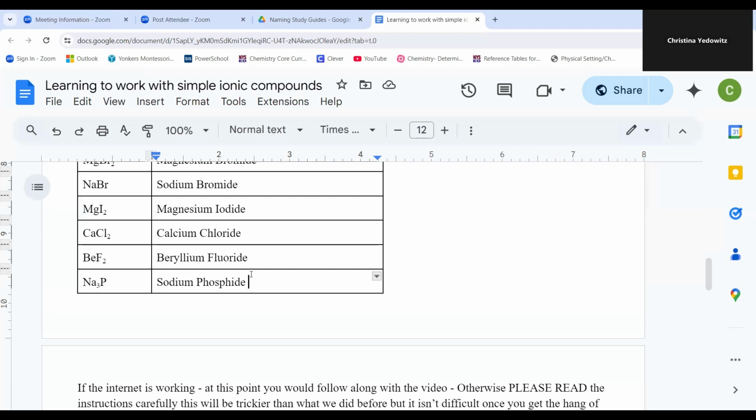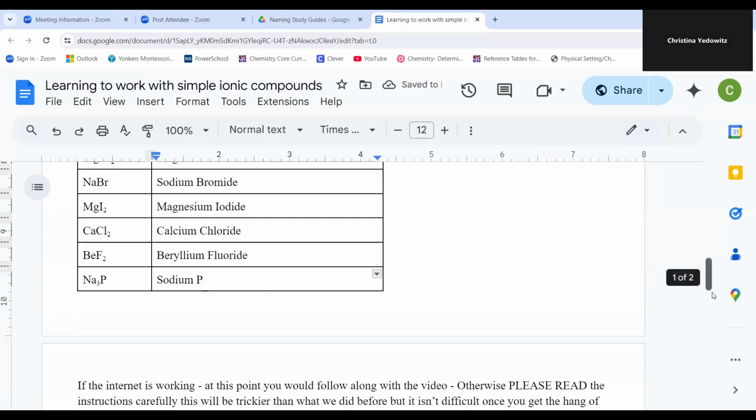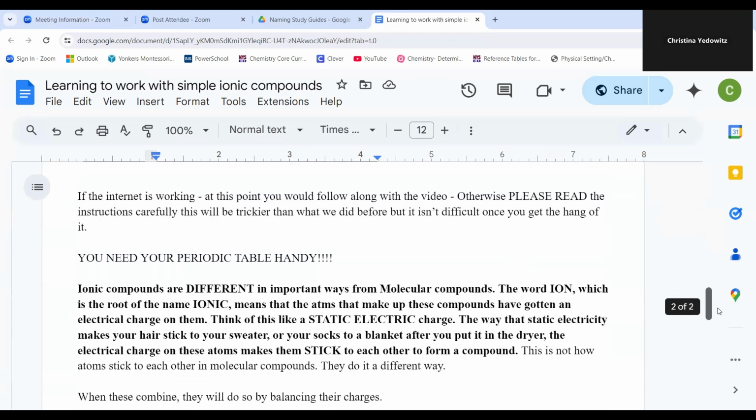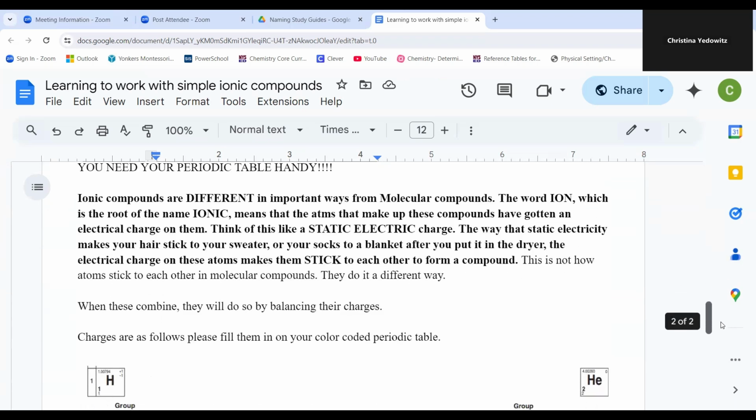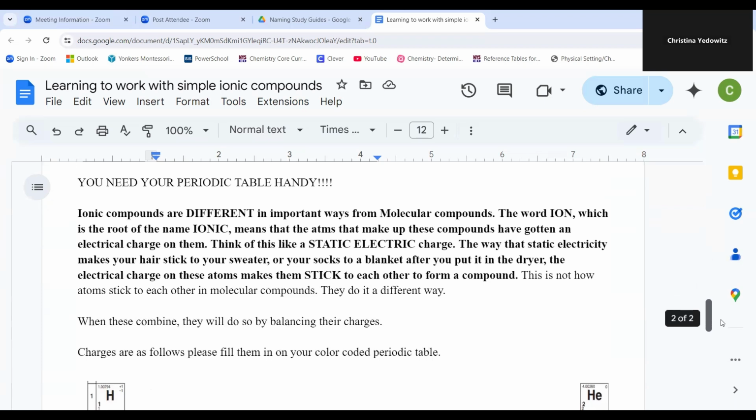Okay, so give yourself a minute to fix things that you weren't sure about. And I'm going to head down to the next section. I'll clear that later. All right. Now you're following along with me. You need your periodic table.